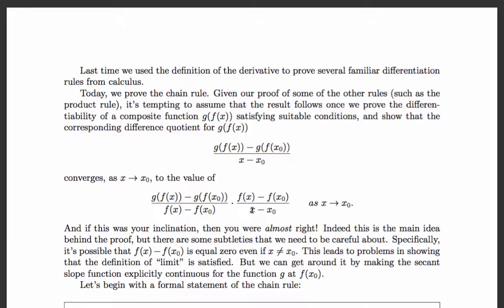But we can essentially get around it by making the secant slope function explicitly continuous for the function g at f of x naught. So we have to take some subtle side steps, but taking this limit is the main idea of what we're going to do. In fact, this is why it's useful to remember the chain rule of the composition of g and f as dg df times df dx.